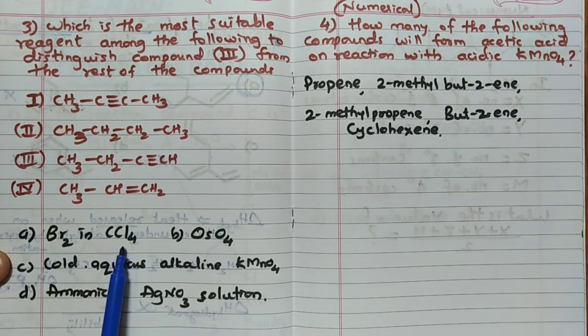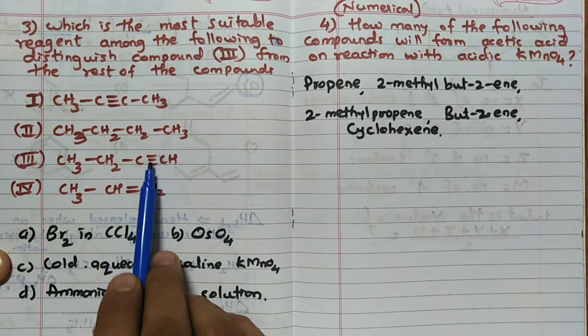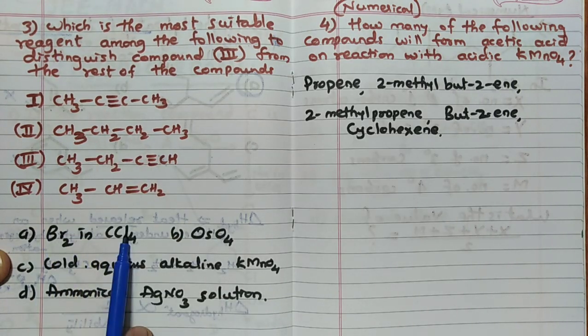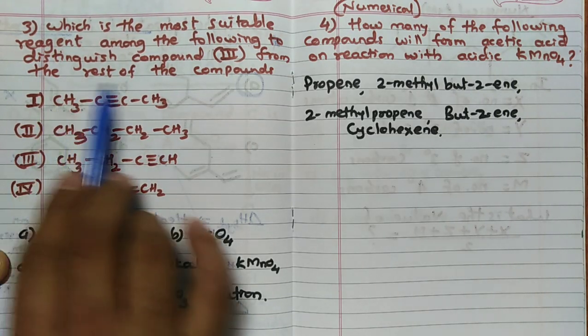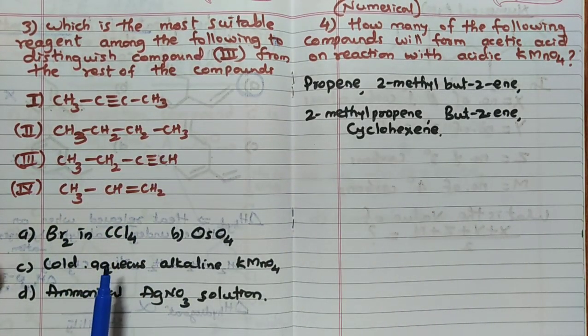So Br2 in CCl4 you will add. We know that Br2 will form addition reaction for double bond and triple bond. So it can add to here also, here also, here also. But Br2 in CCl4 can distinguish 2 from the rest. But we need 3 from the rest. Hence it is not the answer.